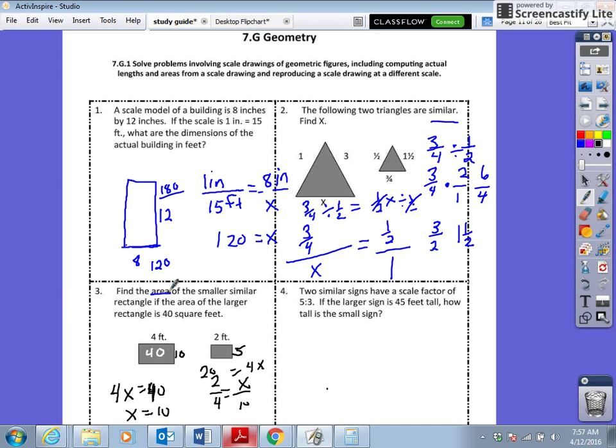So now I have to still find the area. So the area, again, 2 times 5 is 10. So the area of this, 2 times 5 is 10. That is the area.